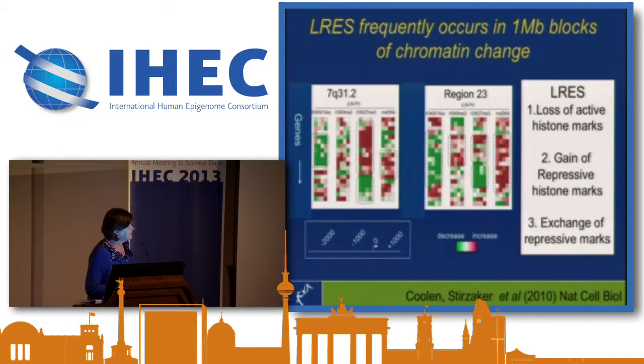We found across the genome that these domains commonly occur in regions that are about 1 megabase in size. But in saying that, these domains have different borders, and we still don't really understand what determines where the borders start and when they finish, depending on the chromatin modification that we're looking at.